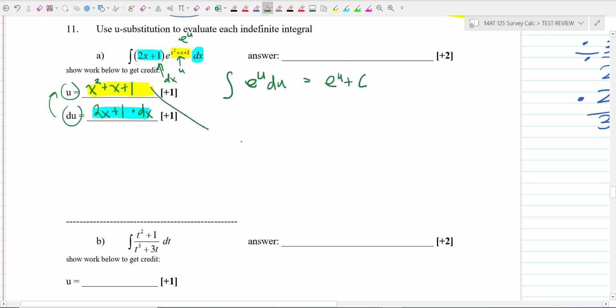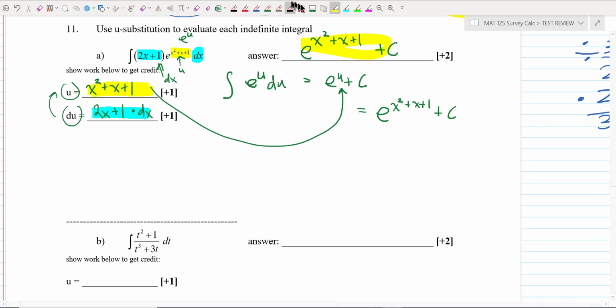Last step is always plug back in the u value, and the final answer to this problem would be e to the x squared plus x plus 1, plus c. Okay, so that is the antiderivative. That's the value of your indefinite integral.